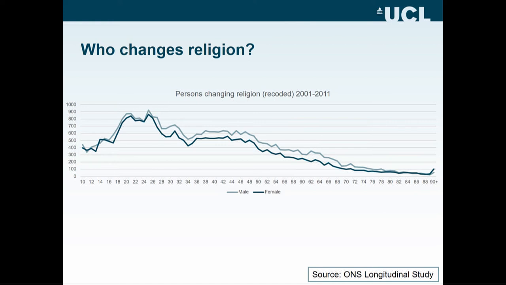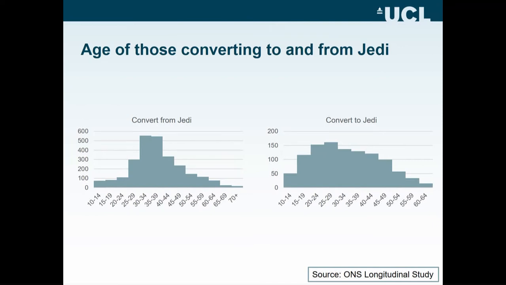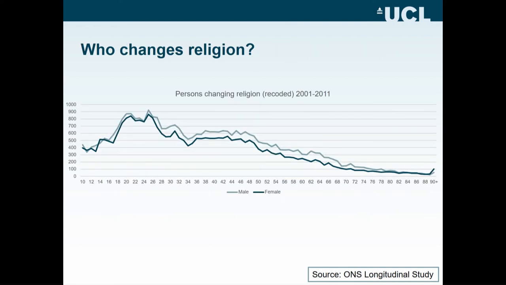This is recoded a bit. I've grouped some of the religions. In particular, there are a large number of different Christian denominations identified in the census, and I've grouped them into one Christian category. And we see this age profile is very similar to our previous slide of those converting away from being Jedi. So this is truncated because of small numbers at 60 to 64. This one, on the other hand, which is based on single years of age, we've got enough people to continue up to age 90 plus.